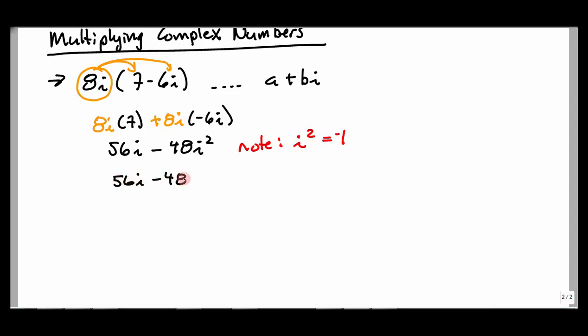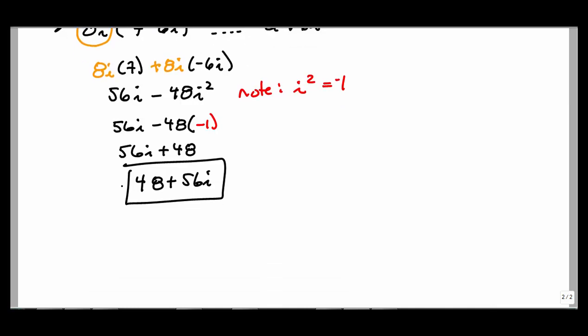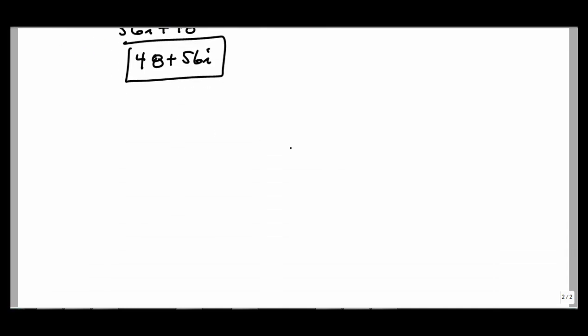56i, negative 48, i squared is negative 1. And of course a negative times a negative is a positive. It's still not quite done. Remember, a plus bi, it's real plus complex. This is in the exact opposite order of what I need. So I need 48 plus 56i. There's my solution. So when we're working these types of problems, I just need to remember you have to simplify it and put it in standard form, but the process of distributing is no different than it always has been.